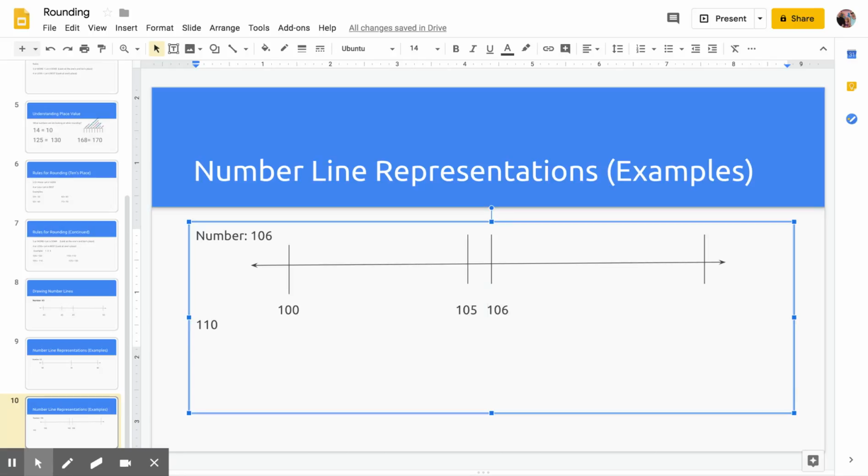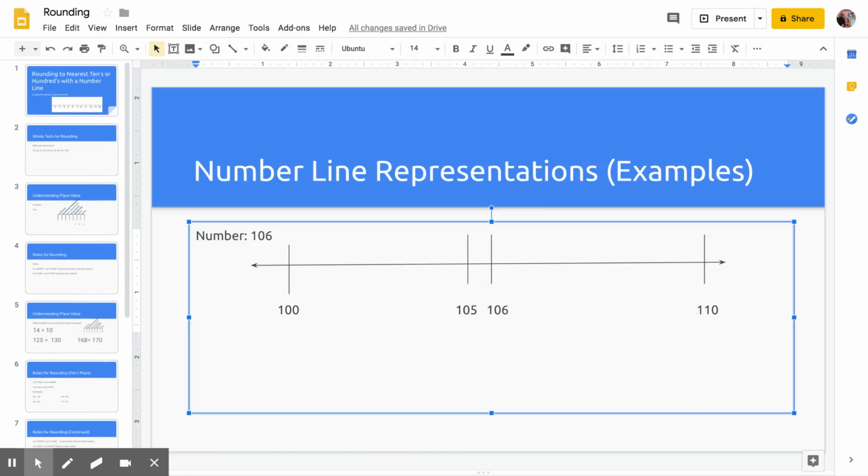So that is how we go ahead and put numbers on a number line, and how to create the number line in the process. We also went through how to round numbers in the process, as well as identifying place value. So that's how we go about doing it, and that is the process.